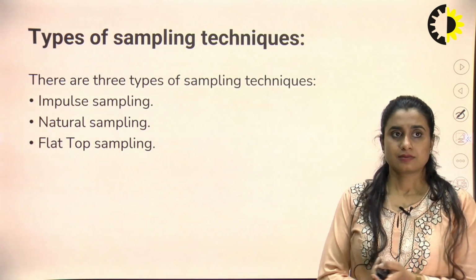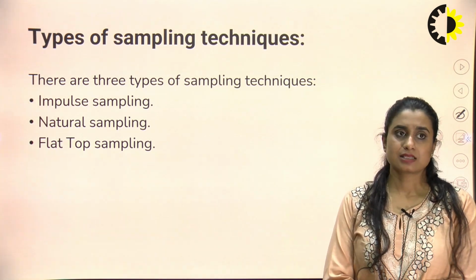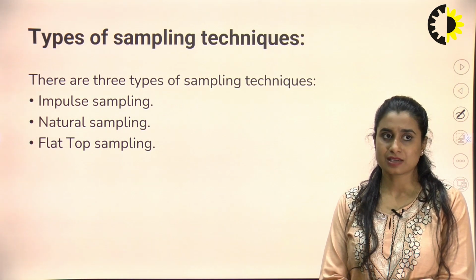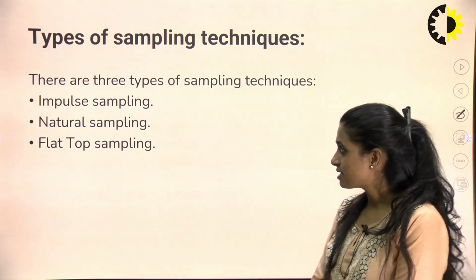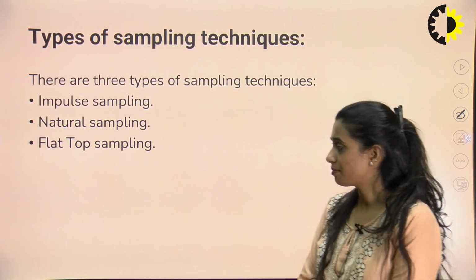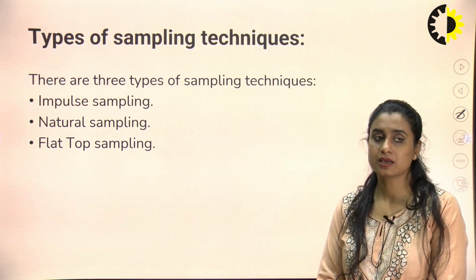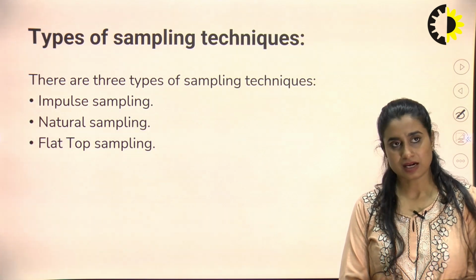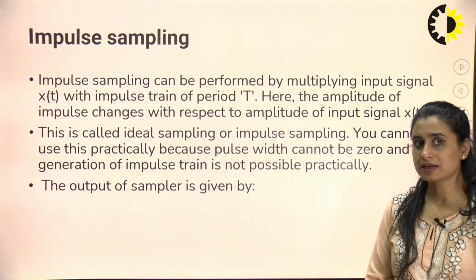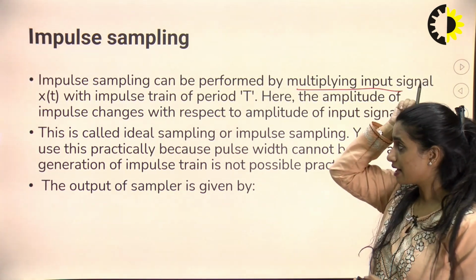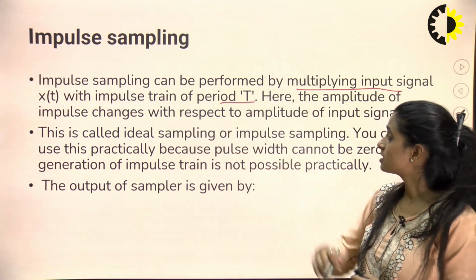After this, various types of sampling. Let's take a look at how sampling looks. There are three types of sampling techniques: impulse sampling, natural sampling, and flat top sampling. Impulse sampling is also called instantaneous sampling. What is impulse sampling? It can be performed by multiplying the input signal x(t) with an impulse train of period T.